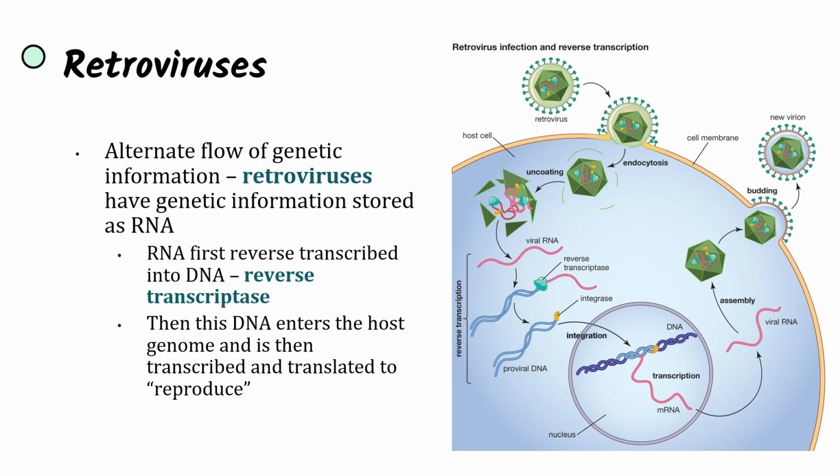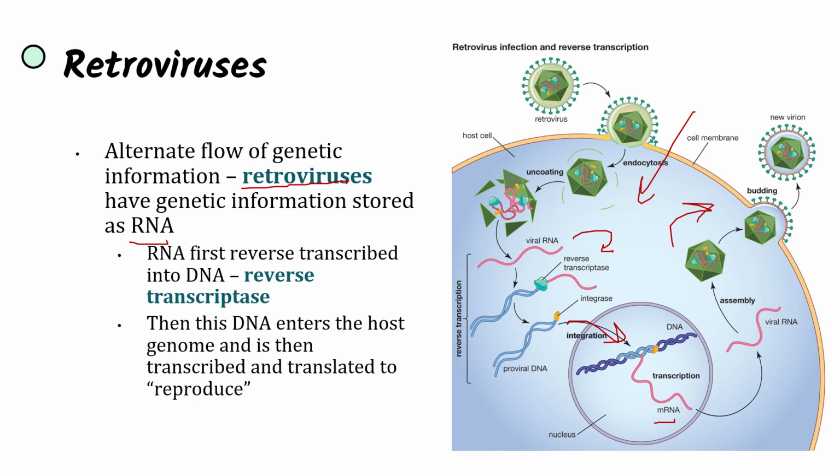But there is also an alternate flow of genetic information when we look at retroviruses, which have genetic information stored not as DNA, but as RNA. And so when the virus infects the host cell, as we can see right over here, this viral RNA undergoes a change through reverse transcriptase. It's going to become DNA, which can then integrate itself into the host cell genome. And once it's in the host cell genome, it'll be transcribed and translated following the central dogma. So it's going to become mRNA, and then eventually this will result in the creation of more viruses. And that is how these viruses, quote unquote, reproduce.